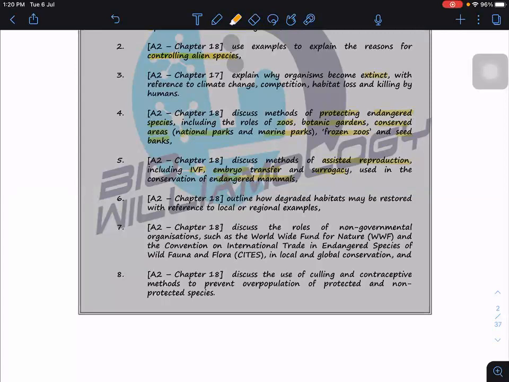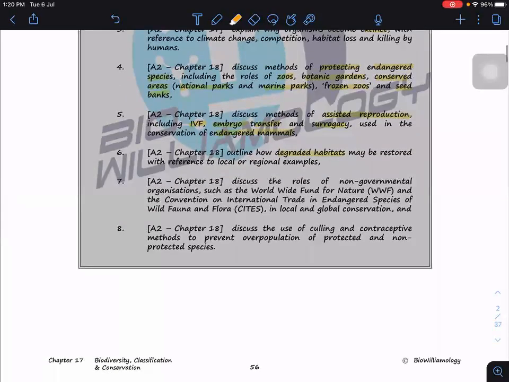Next, a lot of times we want to conserve the animal and release them back to the habitat, but the habitat is already degraded. So how can we restore the degraded habitats? For example, tree replantation. We also want to look at NGOs, non-governmental organizations such as WWF, and the sites in local and global conservation. We look at their efforts.